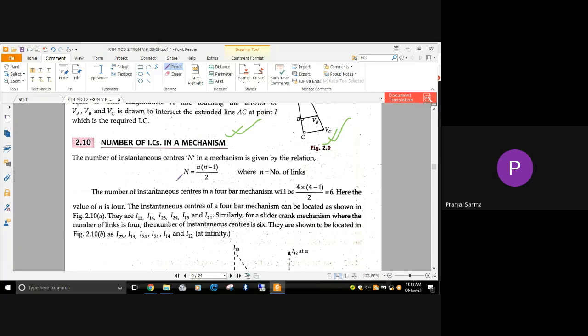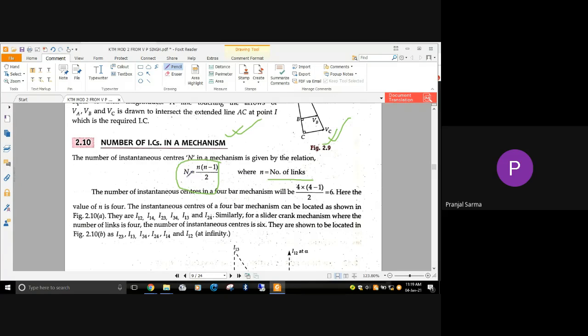This number of instantaneous centers is denoted by capital N. There is a relationship, and it is related to the number of links of a particular mechanism. You should know how many links are there in the mechanism, denoted by small n, and the number of instantaneous centers you want to find is denoted by capital N. The relationship is: capital N equals small n times (small n minus 1) divided by 2.